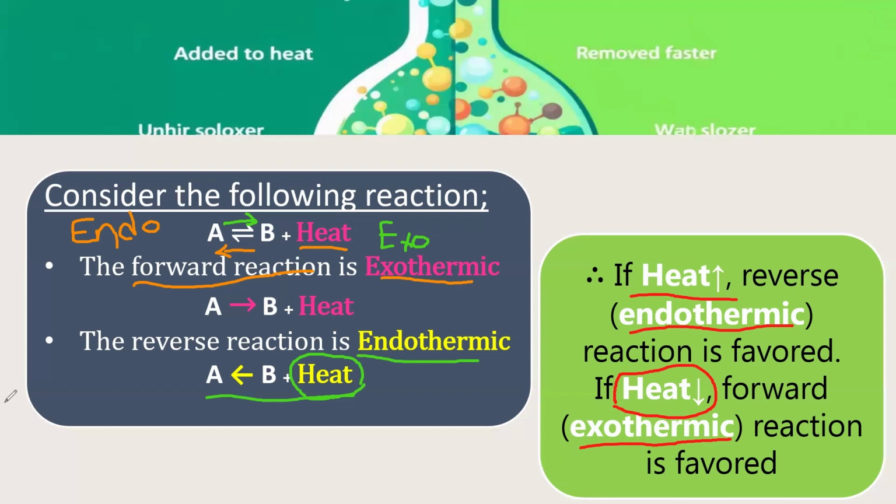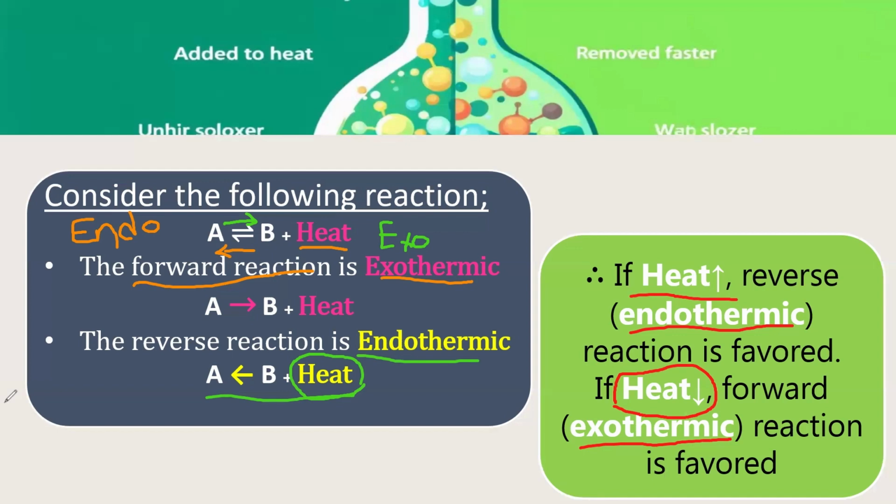To sum up, according to Le Chatelier, any reaction at equilibrium when affected by an external stress will favor the direction that relieves this stress. Last video we talked about the concentration change, and today we talked about the heat change. So if this stress is heat, the favored direction will depend on the type of the reaction, whether it is endothermic or exothermic.